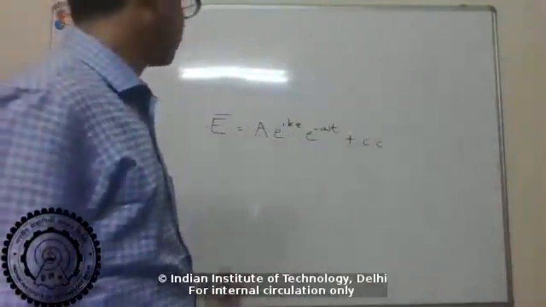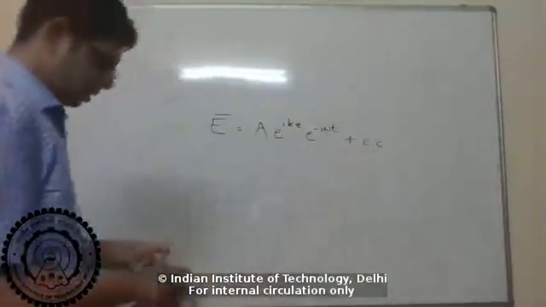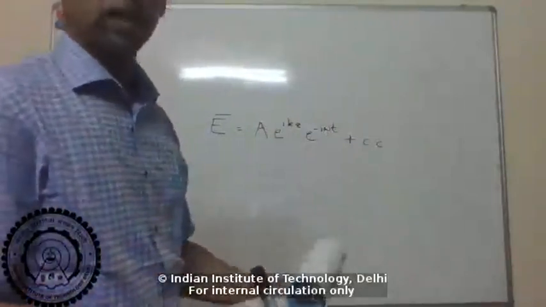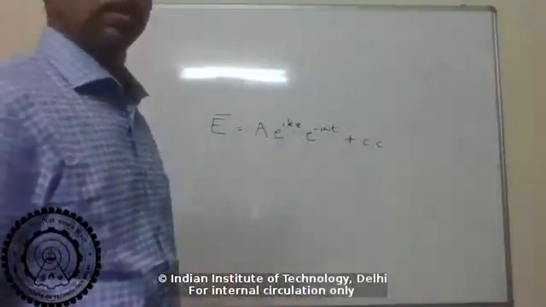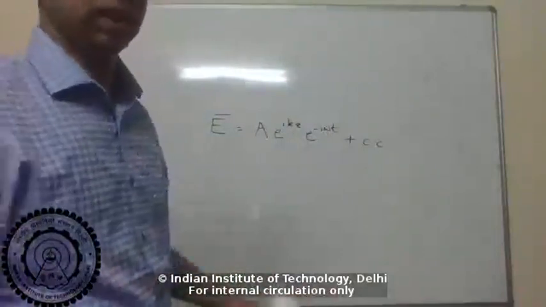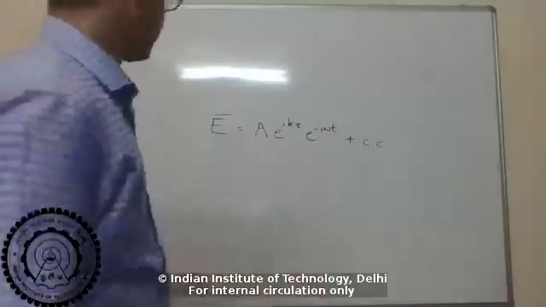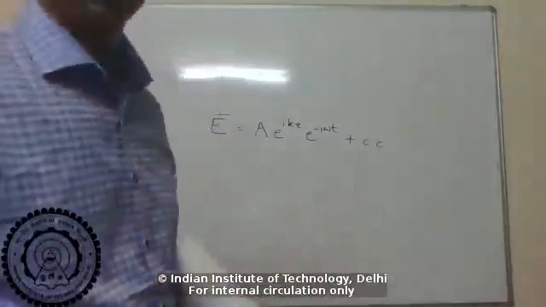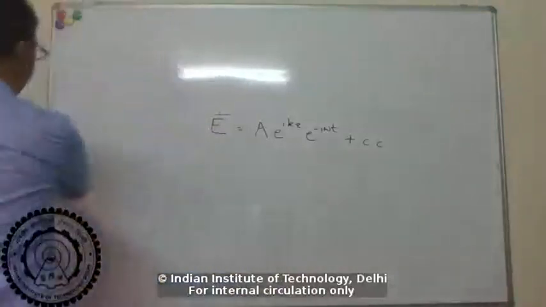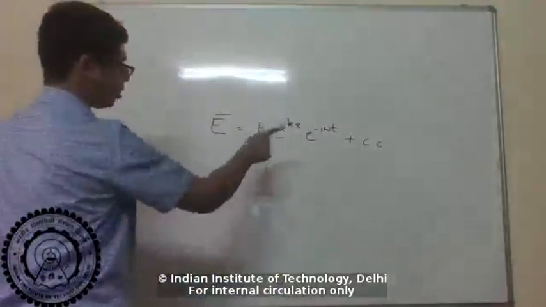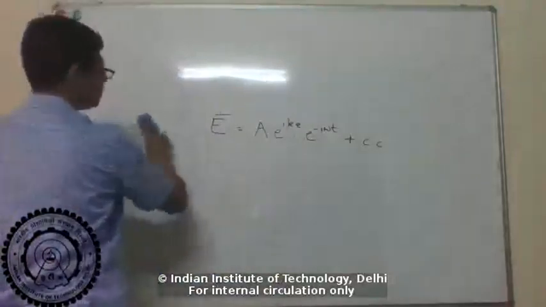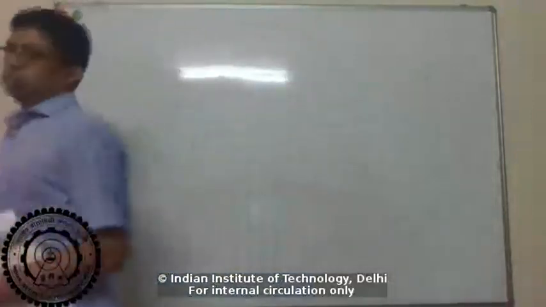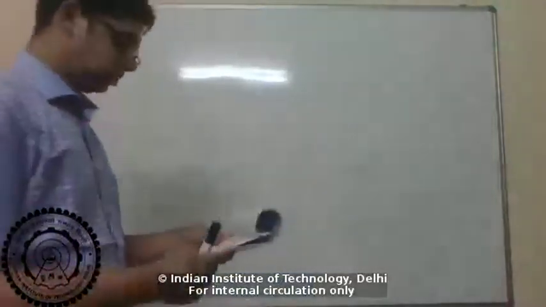Okay, sir, got it. Thank you, sir. So finally, if you want to see the real value of some quantity, you add the complex conjugate to make it real. This is also called phasor notation. So A is a phasor, like a complex number in the complex plane.